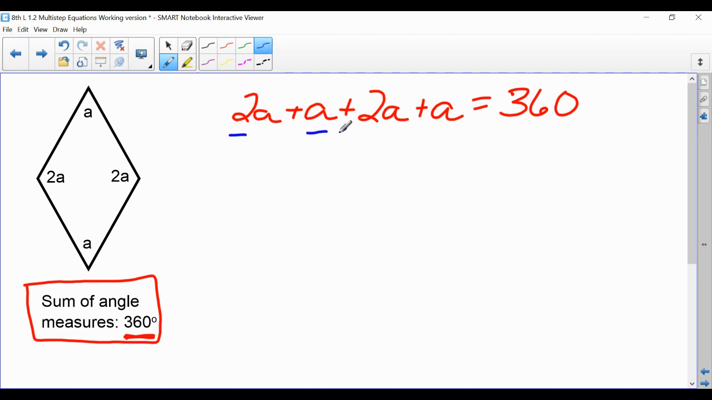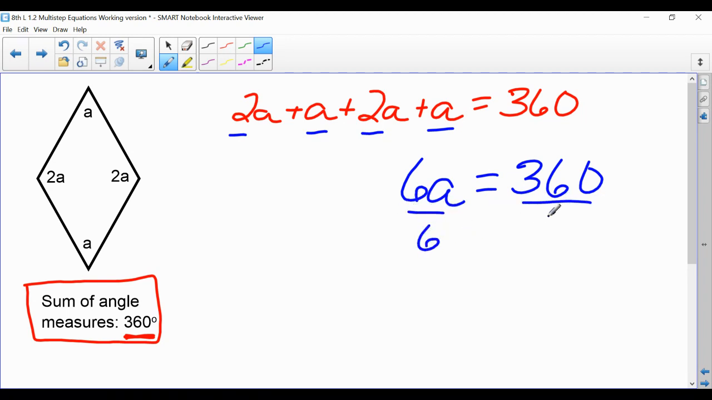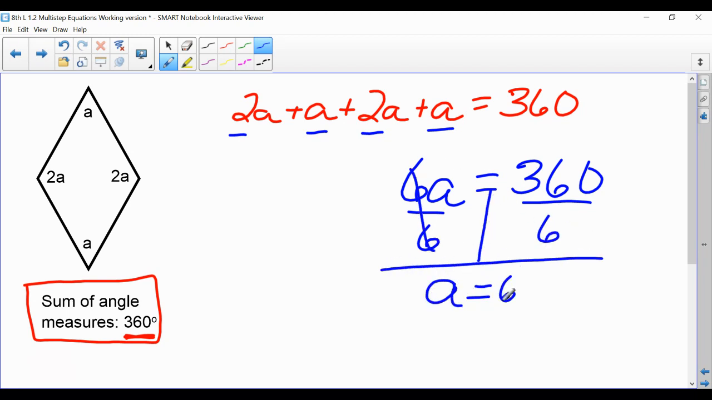Well, I have 2, 3, 4, 5, 6 A's, right? 2 plus 2 is 4, plus 1 is 5, plus 1 is 6, equals 360. Simple equation, number next to a letter means multiply, so I'm going to divide to solve, and we get A equals 60. So when I go back and take a look, this is 60, this is 60, this is 2 times 60, which is 120, and this one is 120.